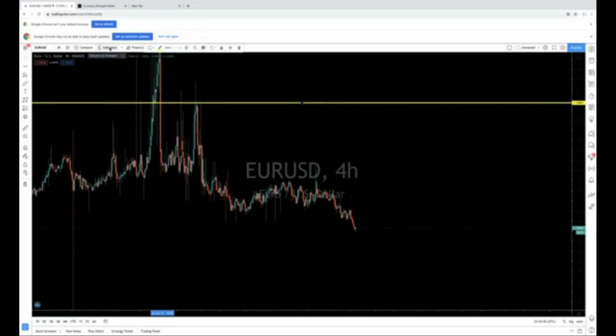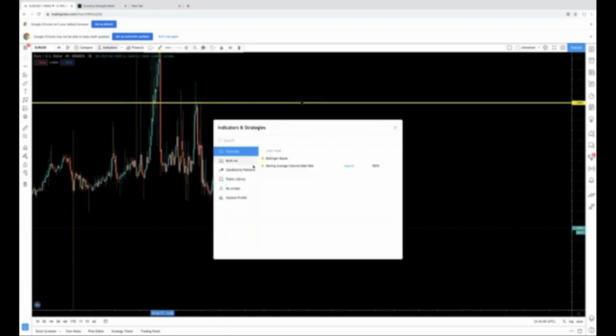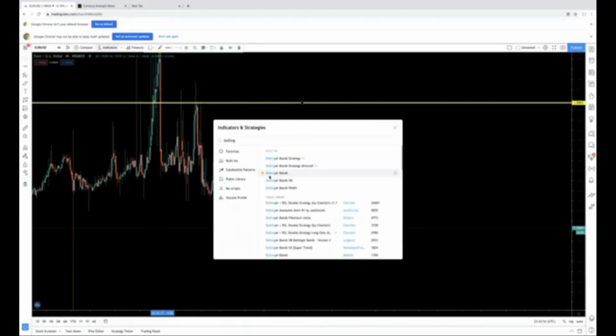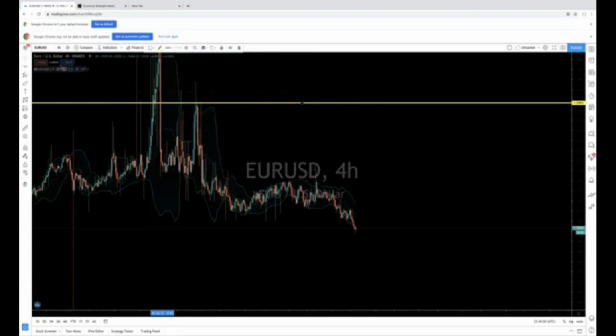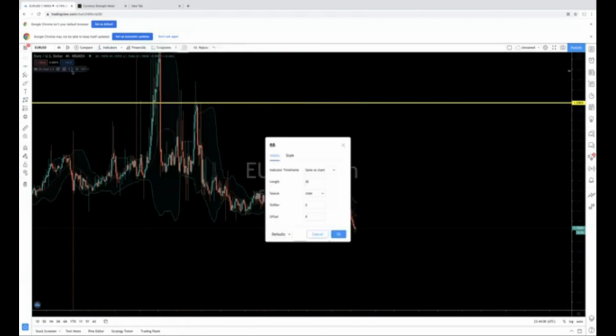You want to go to indicators here on the top left and type Bollinger Bands in the search bar. Once you start typing it, BOLLIN, it'll come up itself. Go to the one that just says Bands. I put a star next to mine because it's one of my regular ones that I utilize. So this is our Bollinger Bands here, guys. Let's do some tweaking to this.